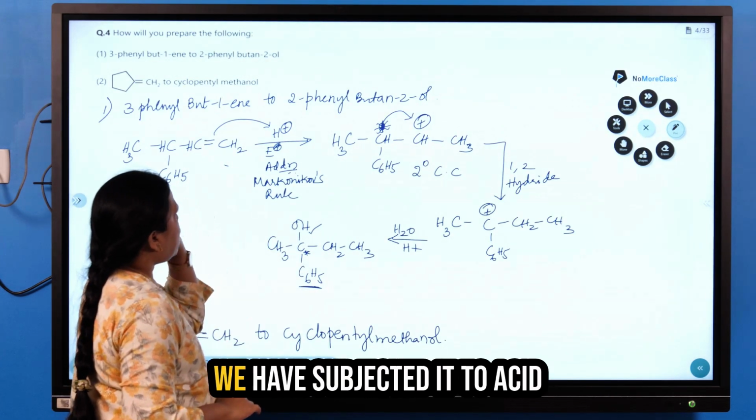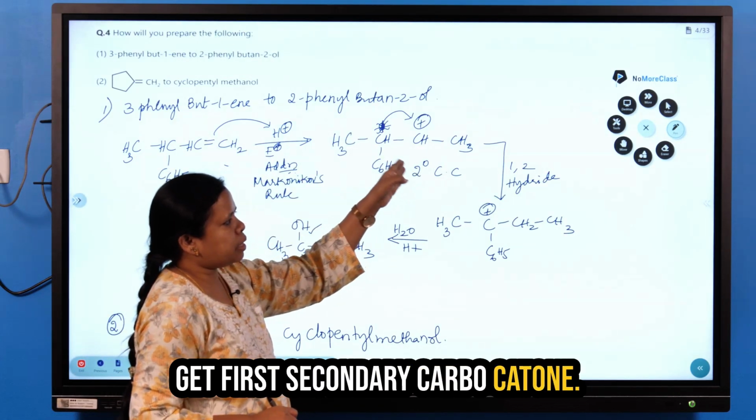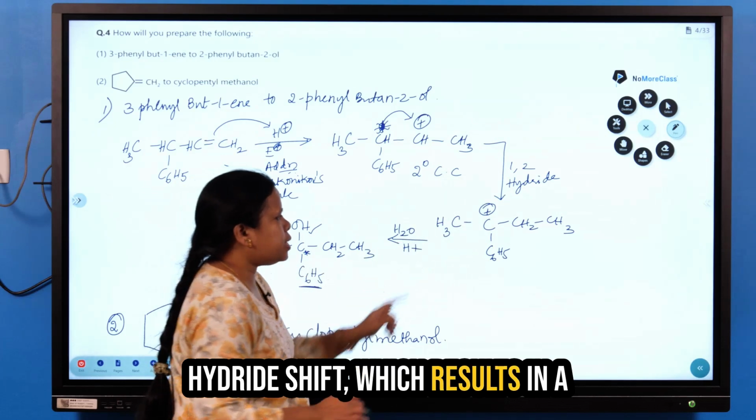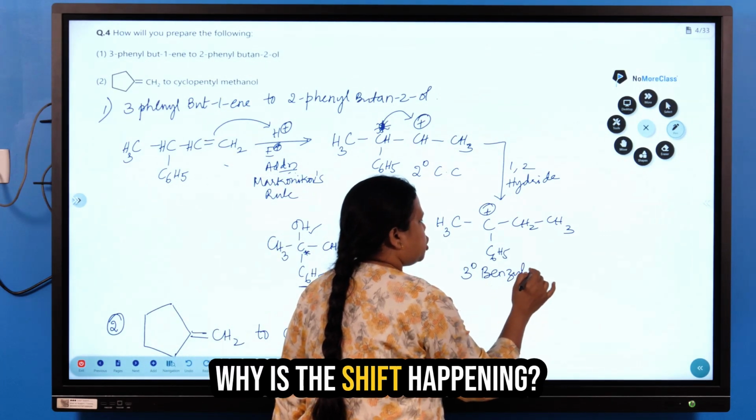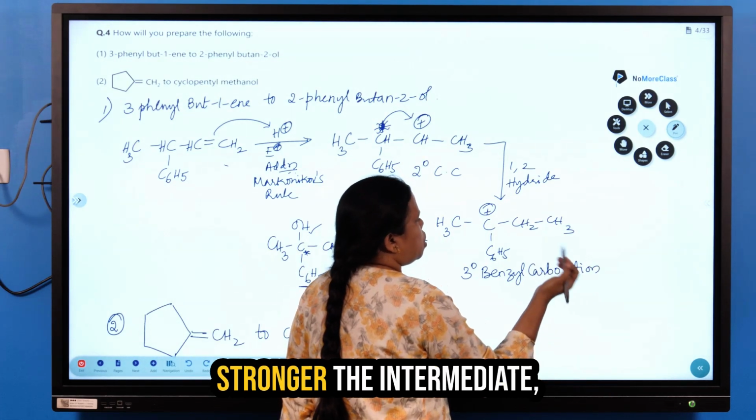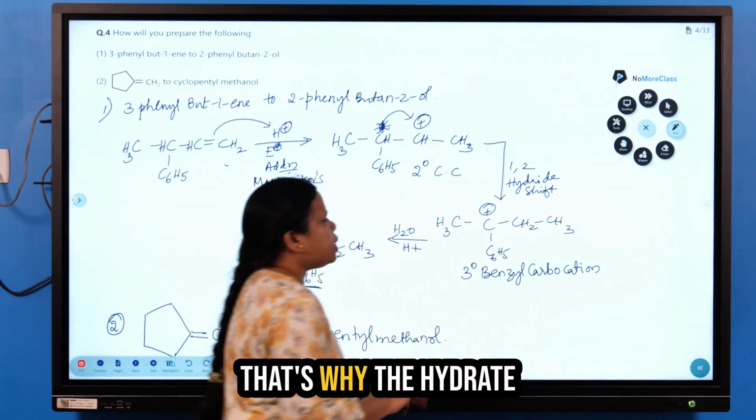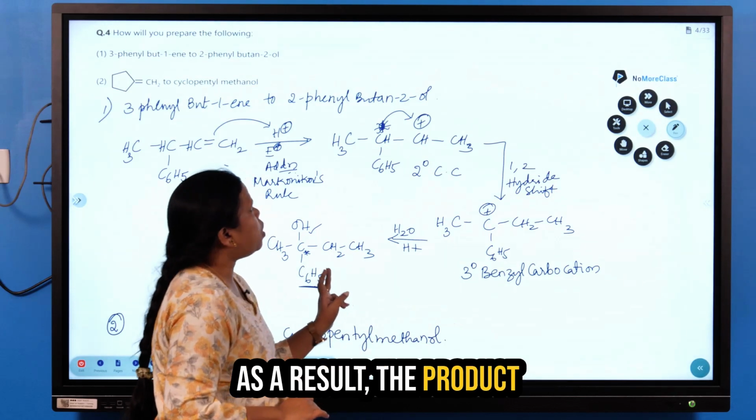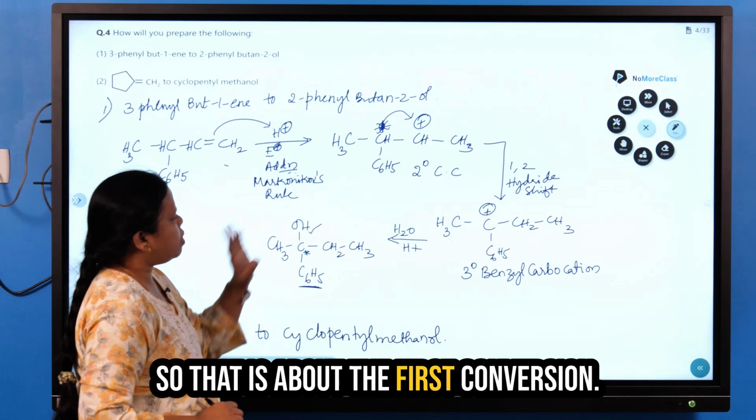So what did we do? We have subjected it to acid catalyzed hydration so that we first get a secondary carbocation. Then the secondary carbocation undergoes a 1,2 hydride shift, which results in a benzylic tertiary carbocation. Why is the shift happening? Because it results in a much better intermediate. The more stable the intermediate, the more stable is the product obtained. That's why the hydride shift happens, resulting in the tertiary benzyl carbocation. As a result, the product obtained is 2-phenylbutan-2-ol. So that is about the first conversion.